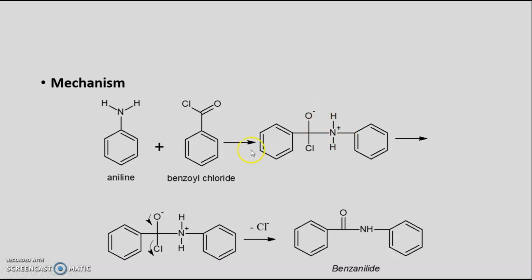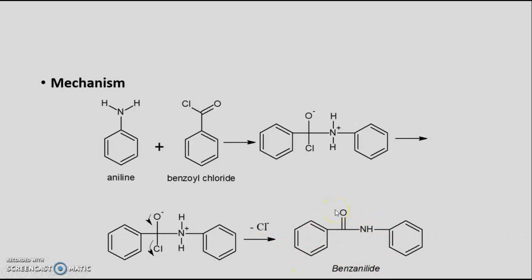Now, to get stability, this oxygen will transfer its electrons to this carbon atom, due to which this chlorine is removed from this carbon atom and a carbon double bond forms with the oxygen, and this carbon gets stabilized. After this, the nitrogen atom, which has two hydrogen atoms, loses one hydrogen, which combines with the chlorine, leading to the formation of HCl, and benzanilide is formed.